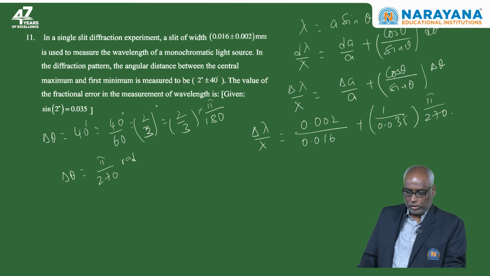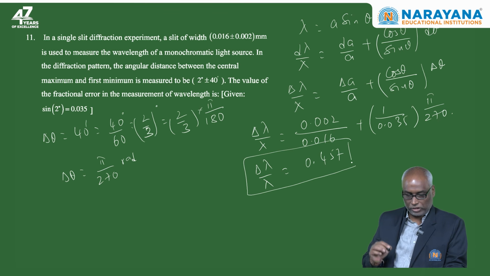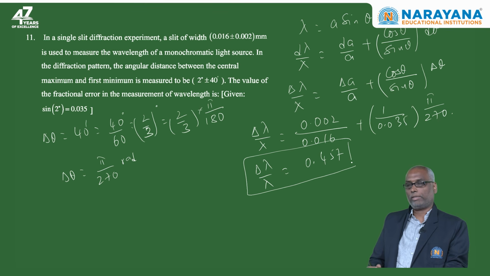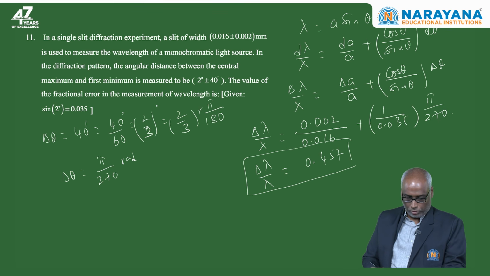Now the value of pi is 3.14. On evaluation of this, delta lambda by lambda, we are going to get 0.457. This is a fractional error. So the range should be given around 0.45 to 0.46. The next question.